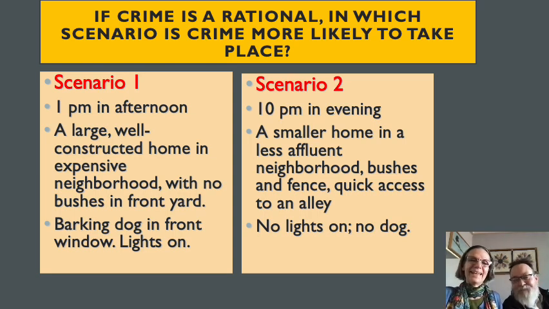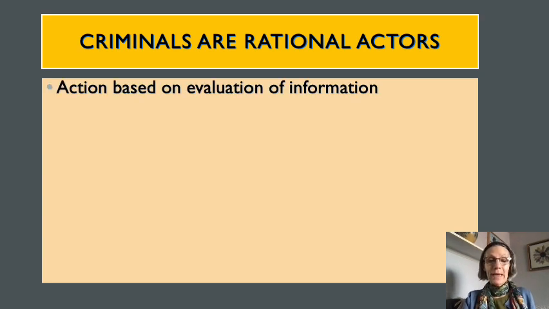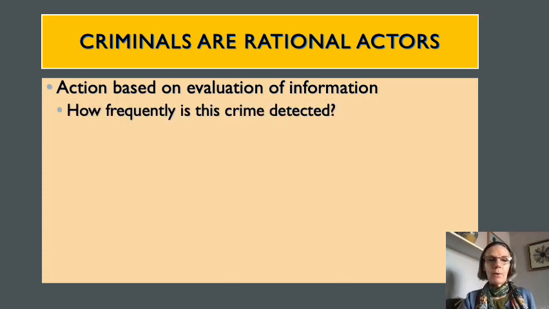Thanks. So as we saw in that previous slide, when it comes to engaging in crimes, oftentimes the actions are evaluated on the information, right? Evaluated on, hey, I'm thinking about burglarizing the home. There's two to choose from. Which should I go for? And so some of the information that might be evaluated when doing a cost-benefit analysis is how frequently is this crime detected?